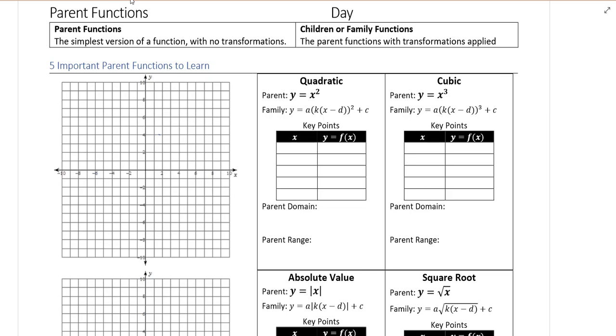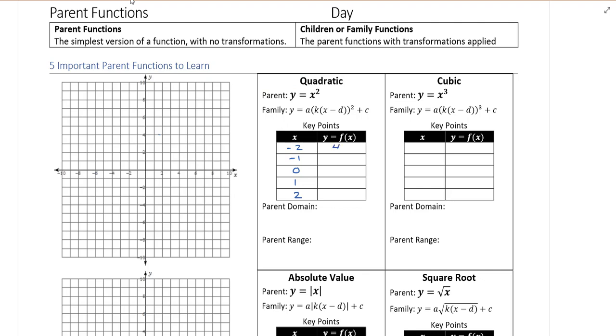So let's plug in some key points. How about -2, -1, 0, 1, and 2? We could sub in any points, but those are some common key points. Now, what we're going to do is we input those into x, and then we square, which squaring is our function right here. That's what it's doing to the x, right? The function is what is happening to our inputs. We're squaring them, so our function is to square it.